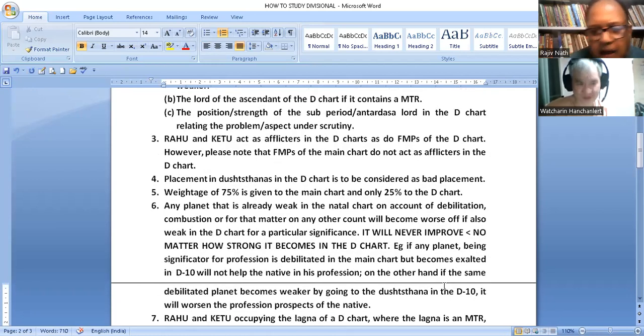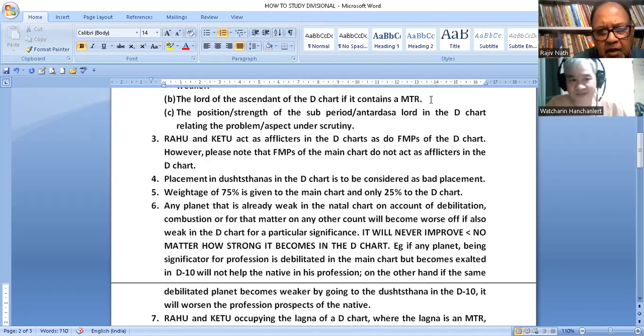Now look, another important thing is, point number one was, how a strong planet can lose strength on account of its placement in the D chart. Next point is the Lord of the ascendant of the D chart, if it contains a Mool Trikon Rashi. We study D charts, number one, to see how determinants or prime significators of the main chart are placed in the D charts.